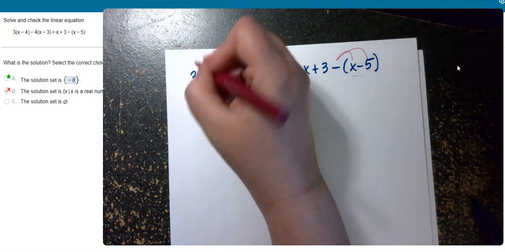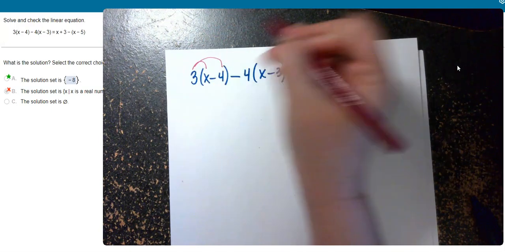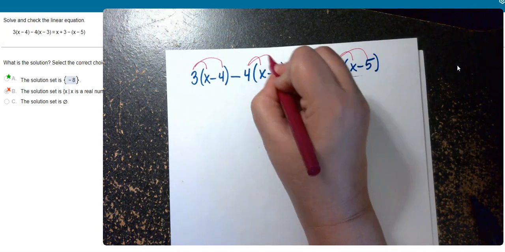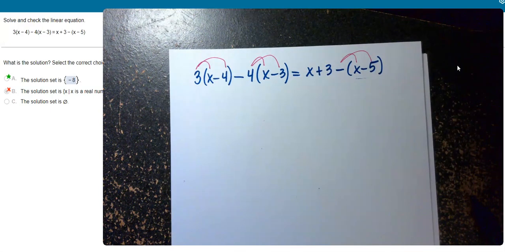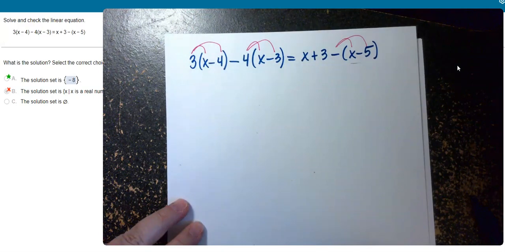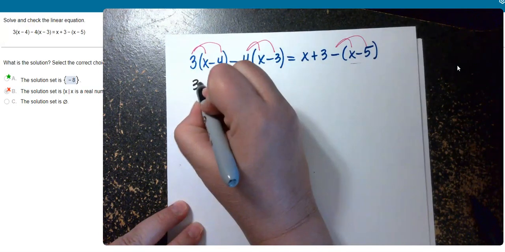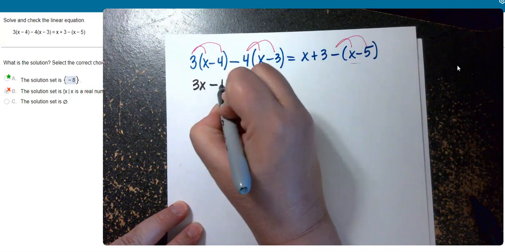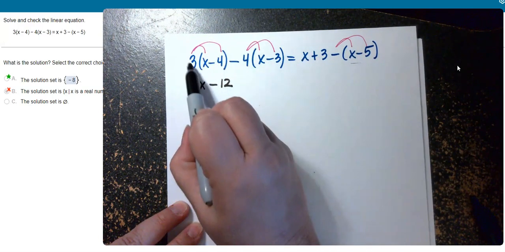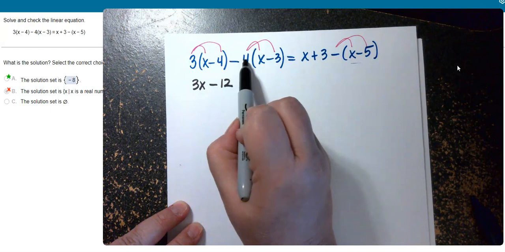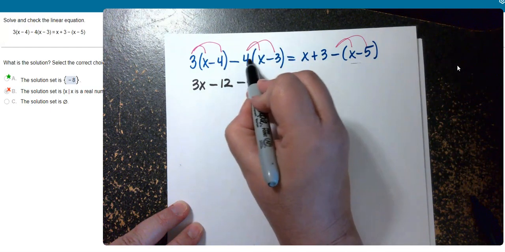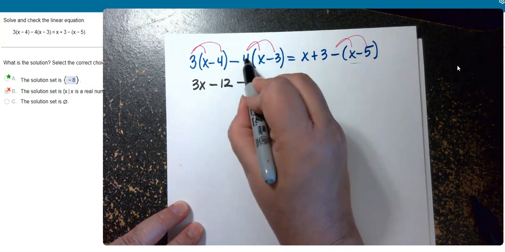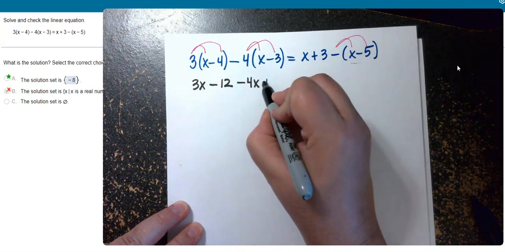Okay, so here I need to distribute the 3. Here I need to distribute the negative 4. There's nothing to distribute here. So let's go through and simplify what we have so far. 3 times x minus 3 times 4. That was here. Minus 4 times x minus 4 times negative 3. The minus 4 times the negative 3 gives me plus 12.